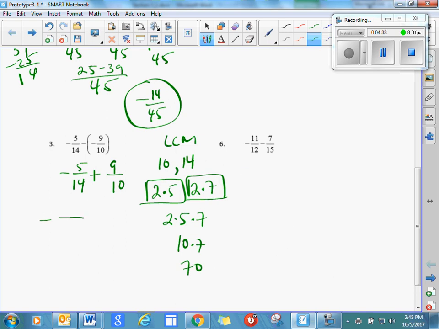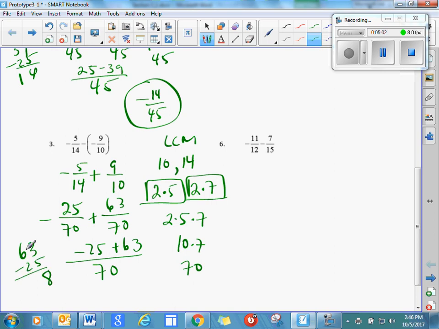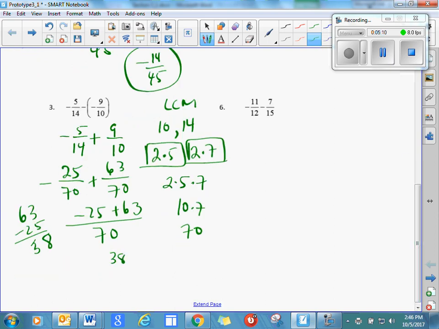So I'm going to go over here and put my 70s in and figure out what the new numerators have to be. 14 times 5 is 70, so 5 times 5 is 25. 10 times 7, so 9 times 7. Single fraction bar. Minus 25 plus 63. So I've got to clean up this numerator. It's going to be positive, and it's going to be 38. So it's going to be 38 over 70.